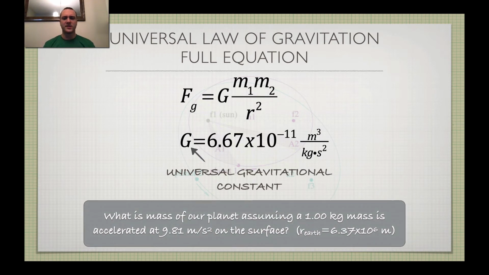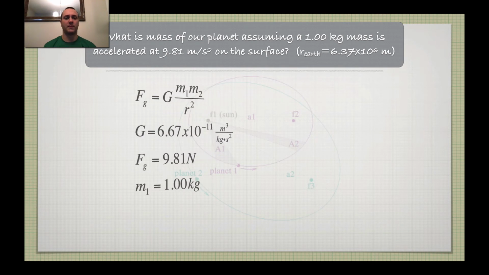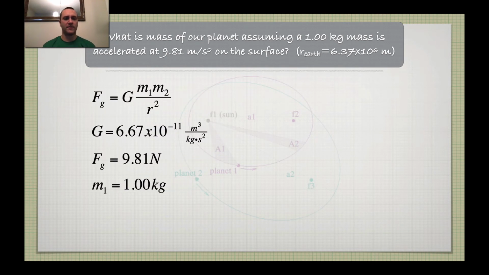Example. What is the mass of our planet if we assume a 1 kilogram mass is accelerated at 9.81 meters per second squared on the surface, given the radius of our planet is 6.37 times 10 to the 6th meters? How we would approach this problem. First, here's what we're given and here's what we know.